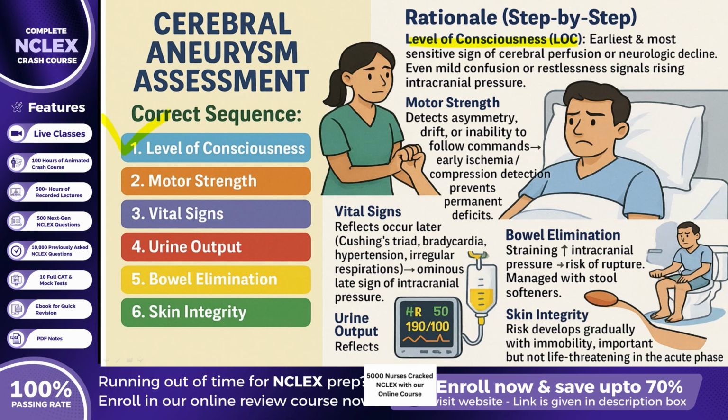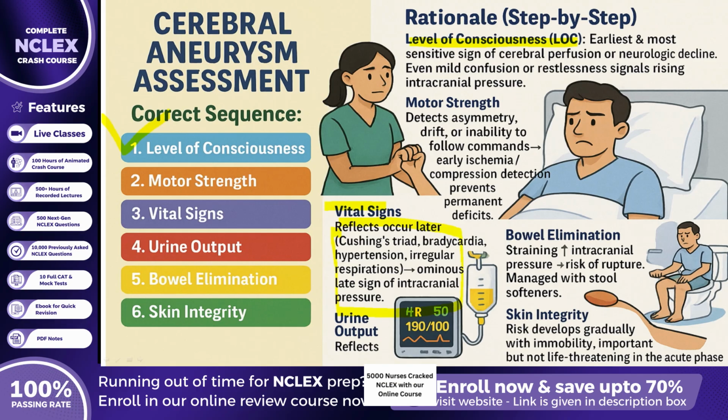Moving on to the second priority, motor strength must be checked to determine if the client can follow purposeful commands and to detect any asymmetry or drift, which may indicate evolving ischemia or compression. Detecting these early prevents long-term neurologic deficits. The third step is to evaluate vital signs, which are important but usually change later in the course of deterioration. Alterations such as bradycardia, hypertension, and irregular respirations signal late intracranial pressure changes, known as Cushing's triad. So they are monitored closely, but follow after neurological checks.